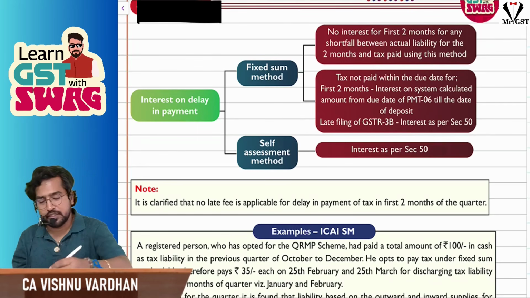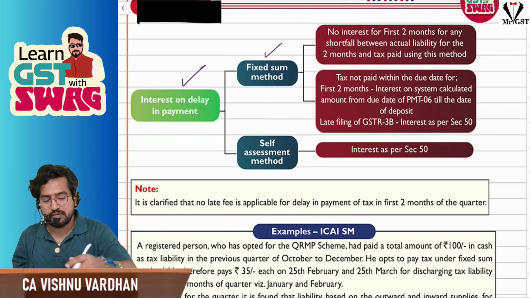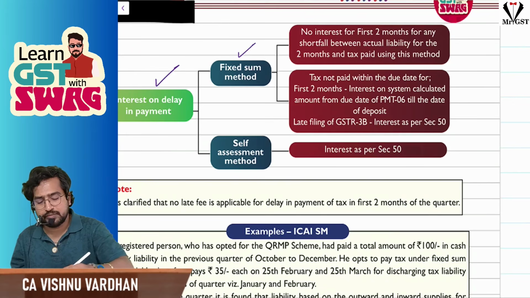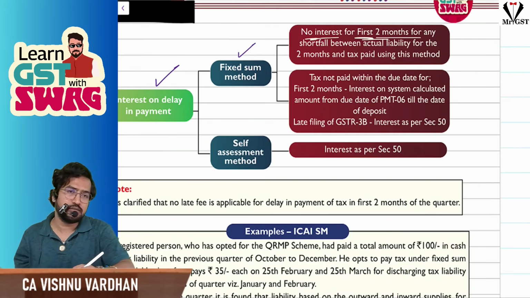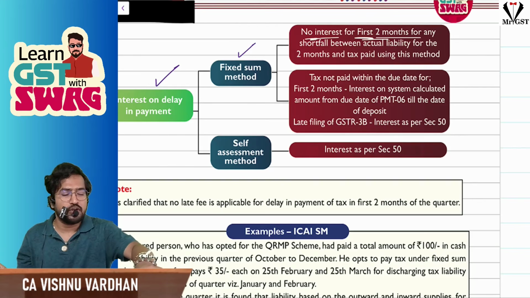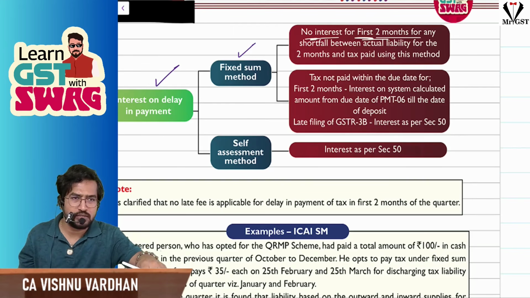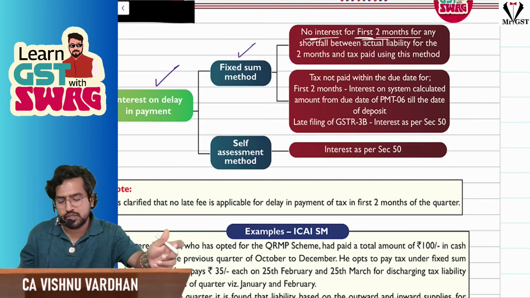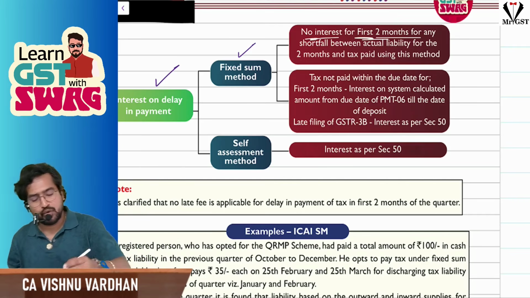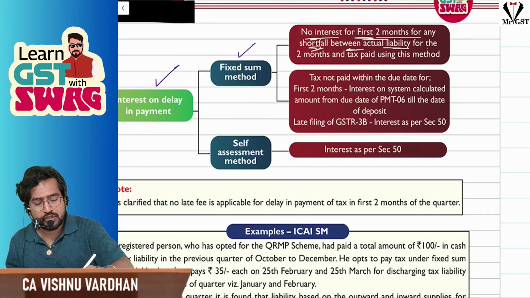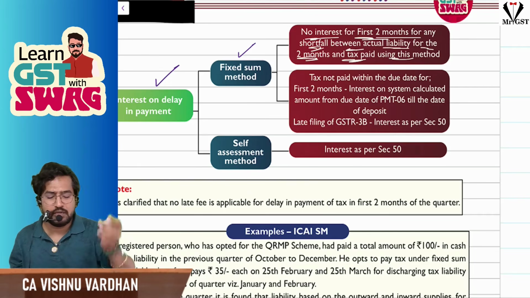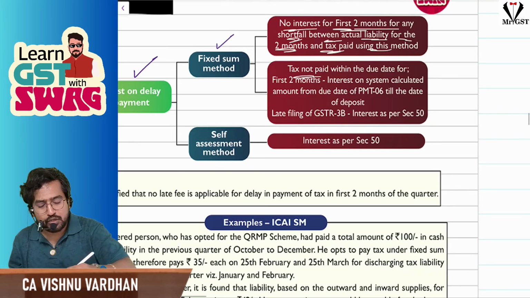Next one, interest on delayed payment, fixed sum method. Sir, no interest for first 2 months. Why? Whatever system told you, you paid. What is the mistake from your side in fixed sum method? So even though there is any shortfall, there is no interest. Okay. Shortfall between actual liability for the 2 months and tax paid using this method. Tax not paid within the due date for first 2 months.